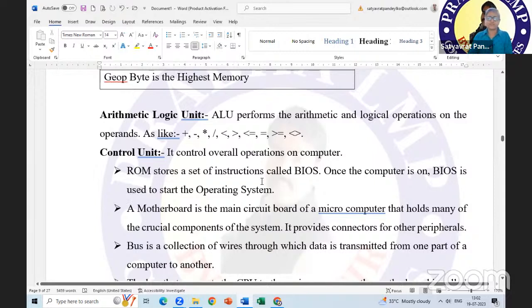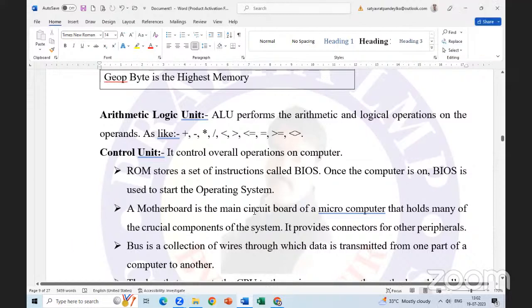ROM stores a set of instructions called BIOS. Once the computer is on, BIOS is used to start the operating system. A motherboard is the main circuit board of a microcomputer that holds many of the crucial components of the system. It provides connectors for other peripherals. Bus is a collection of wires through which data is transmitted from one part of a computer to another.